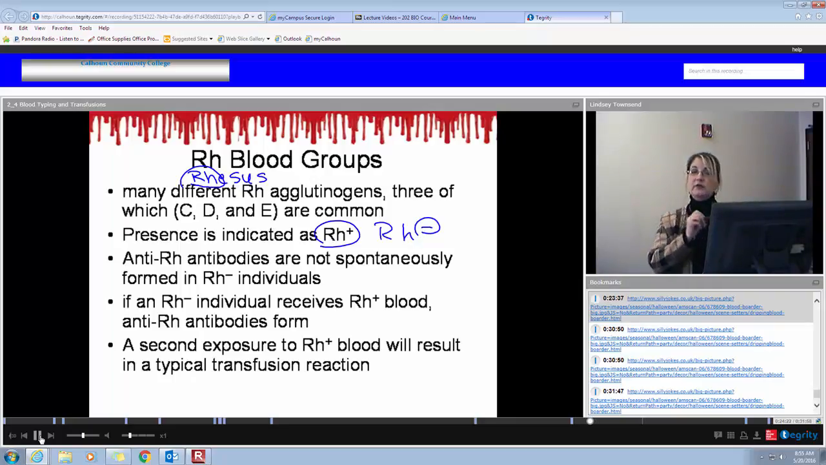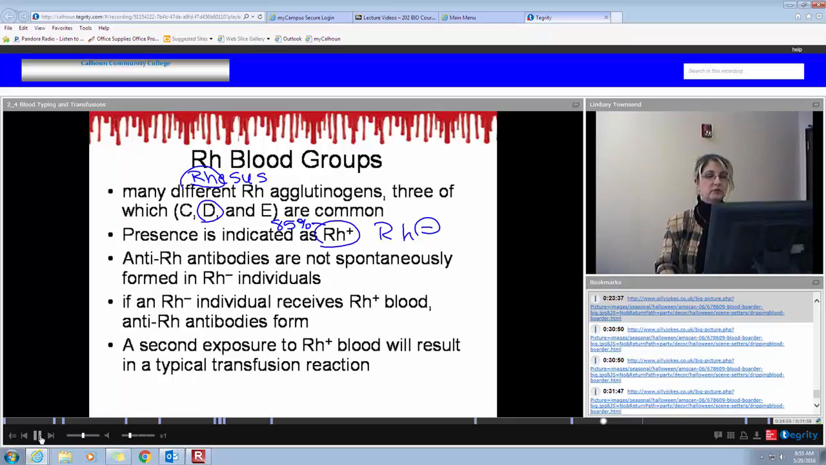RH negative, no RH type D. Type D is the most common of several different RH antigens, so it's usually the type D that is considered when you're looking at RH positive or RH negative. Now, about 85% of the population are RH positive. All right, so about 85% RH positive. That's quite a large percentage there.